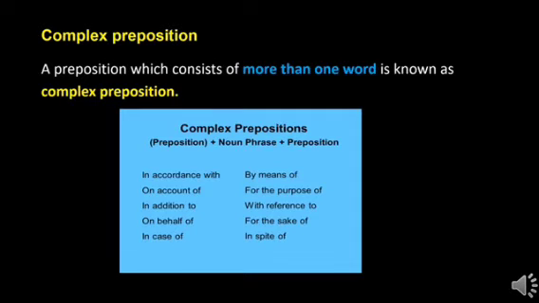Here are some examples. In accordance with. In is a preposition. With is also a preposition. So in accordance with. On account of. On is a preposition. Of is a preposition. On account of. In addition to. On behalf of. In case of. By means of. For the purpose of. With reference to. For the sake of. In spite of. So children, these are some examples for complex preposition.